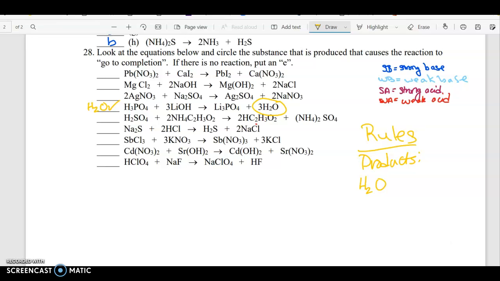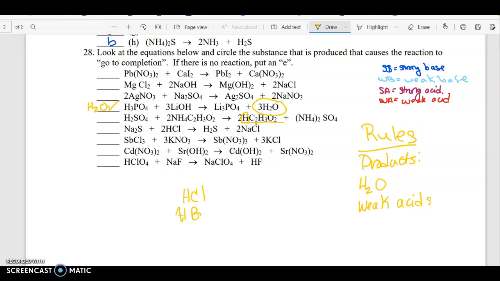The other rules were, do we see any weak acids or bases? Let's do weak acids. We recognize weak acids by looking at molecules that start with an H, other than water, and it's not one of the strongs. So for example, right here, this is acetic acid. It's weak. We know it's an acid because of the H. We know it's weak because it's not on our list, the strong list.